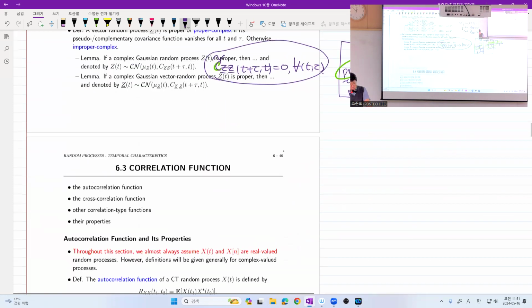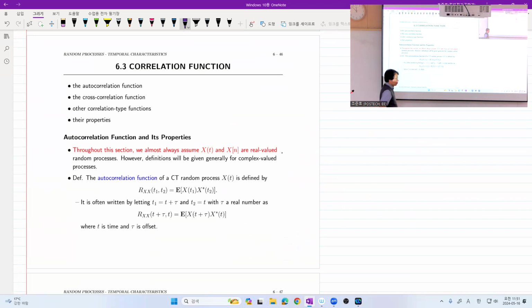Anyway, we have just scratched the surface of complex valued processes, and for more detailed definitions and properties, you take graduate level courses. Every 4 years or so, I offer a graduate level special topics course on complex random processes. Anyway, let's move on to section 6.3, where we talk more about these correlation functions.